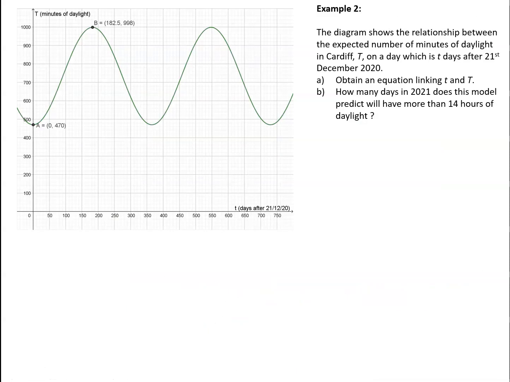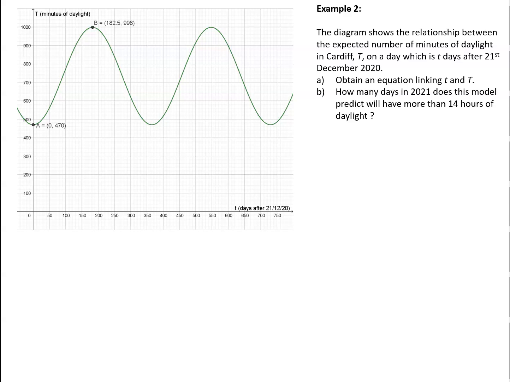Here's a second example. The diagram shows a relationship between the expected number of minutes of daylight in Cardiff, so that's T minutes, on a day which is little t days after the 21st of December 2020. So we're going to try and set up an equation linking little t and capital T, and then use that equation to predict how many days in 2021 this model suggests we will have more than 14 hours of daylight.